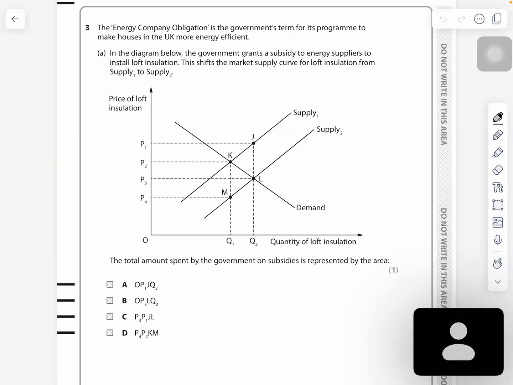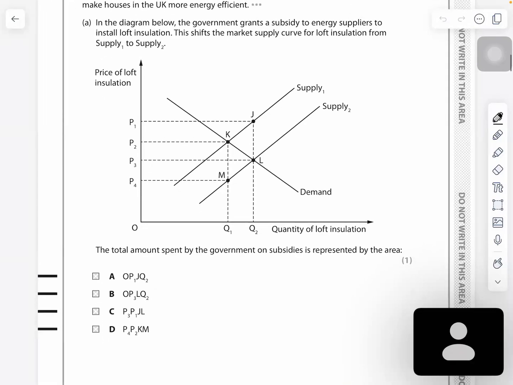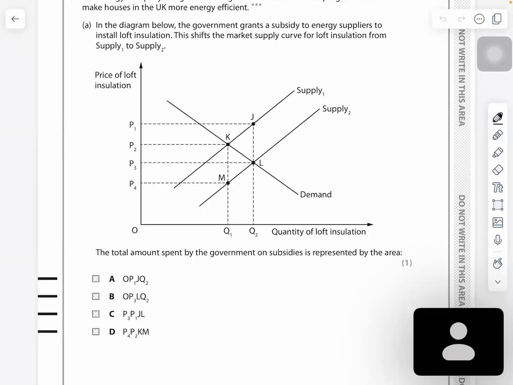Miss, is it C? Yes, it is C. You know the reason why it's C? Because first the original equilibrium point was K, and then the price was A. But then the government gave a subsidy, and then the price decreased. Exactly. And then you see at the new quantity what would be the first supply curve's price, and you see the difference, and that difference is going to be the answer. So option C is correct.